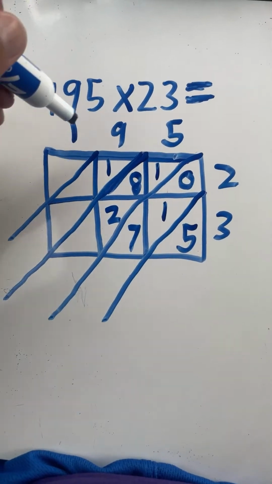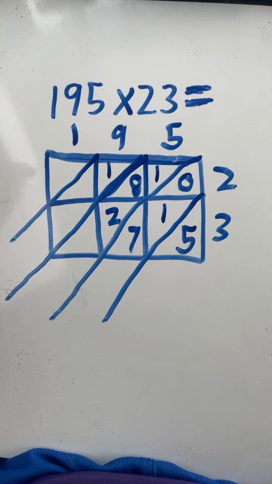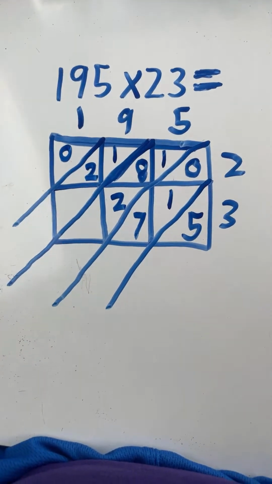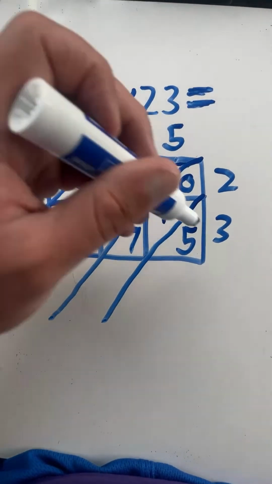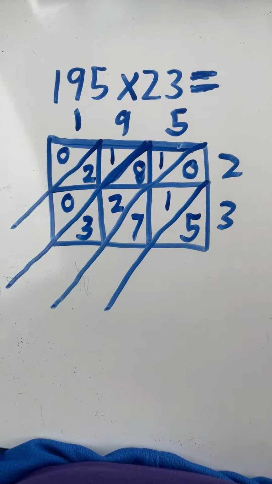Next, we're going to multiply 1 times 2. The answer to 1 times 2 is going to go in this square. 1 times 2 equals 2. 0 in the top triangle, 2 in the bottom triangle. 1 times 3 equals 3. 0 in the top triangle, 3 in the bottom triangle.